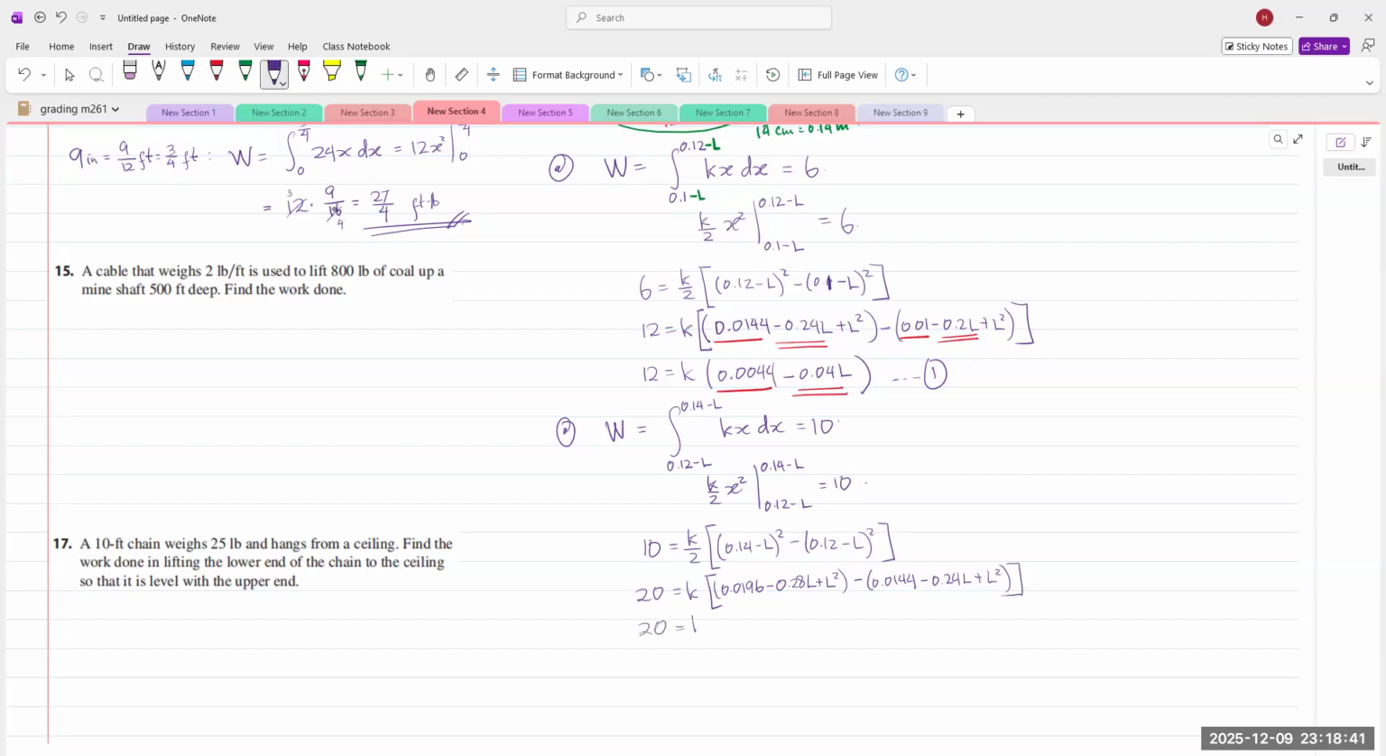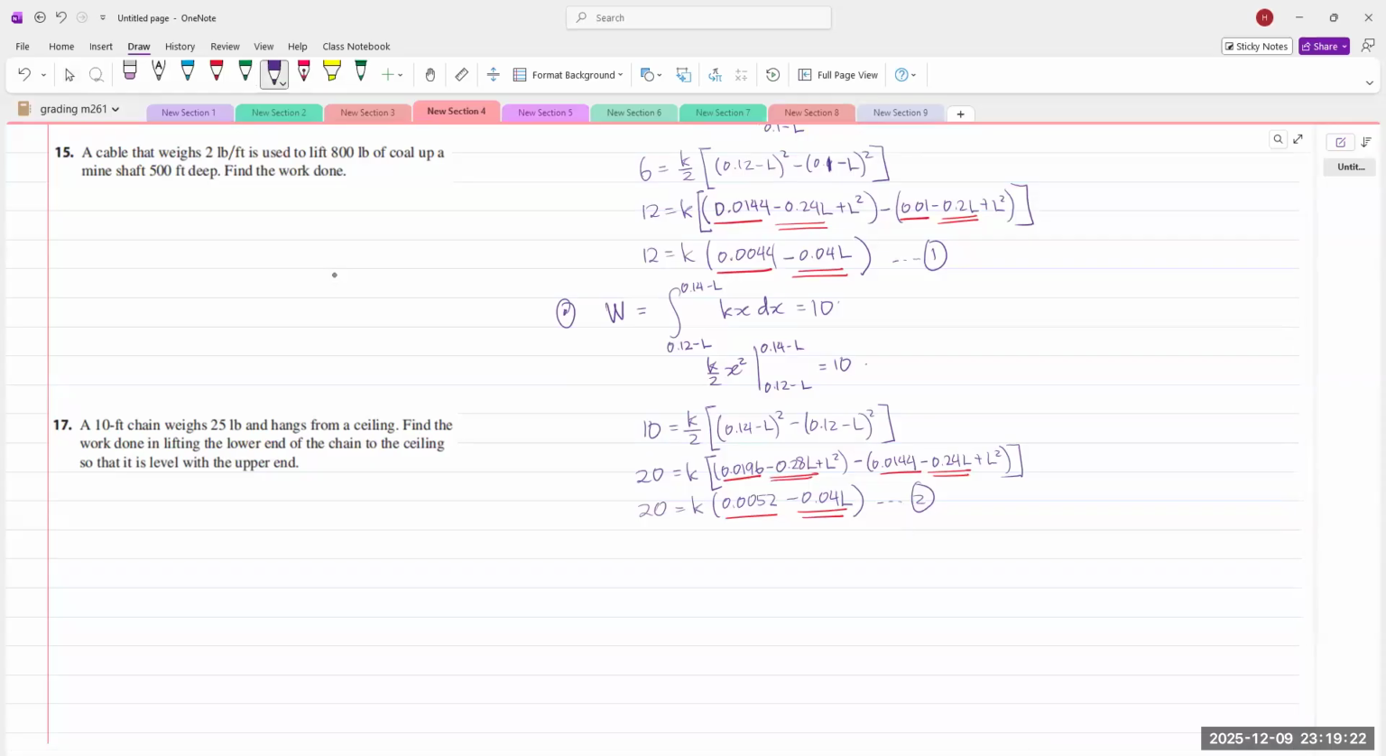We get 20 equals k times this guy minus this guy, that's 0.0052, and then this guy combined with this, that's 0.04 L, and the L squared cancel. Right? Okay, so that's our equation 2. Let's put them together first.